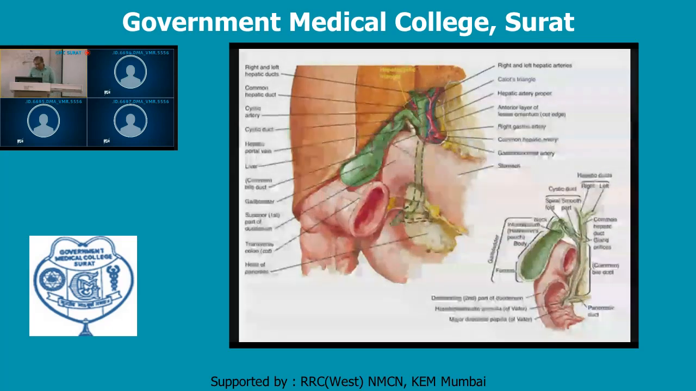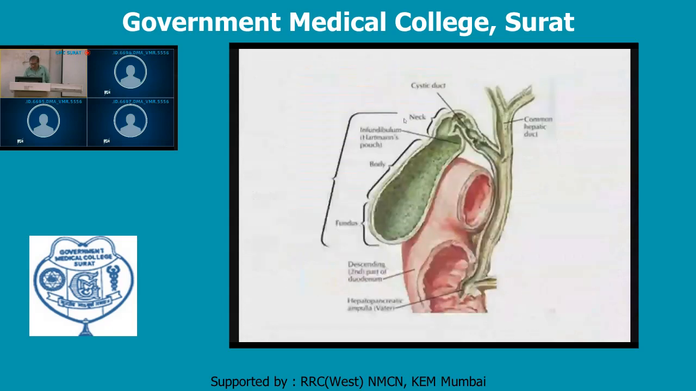Now next is the neck of the gallbladder. Here this one is the neck. It is the narrow, upper part of the gallbladder, and it possesses an S-shaped curve. Initially it travels forward and upward, and then abruptly turns posteriorly, so that it is directed backward and downward.